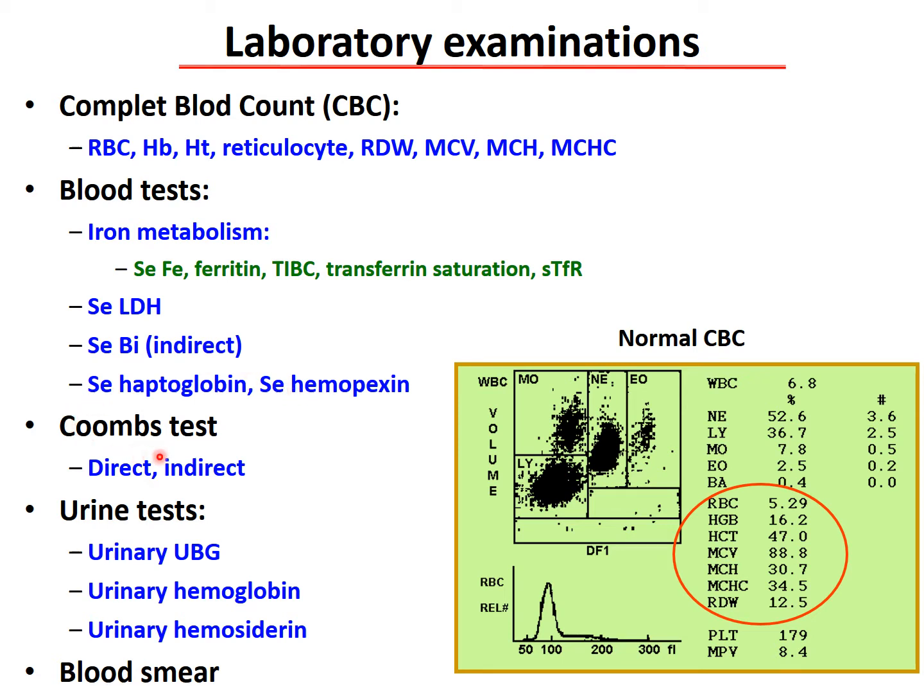Coombs test is used to identify the autoimmune origin of the immune-mediated hemolysis. Urine test, urobilinogen, hemoglobin, hemosiderin measured. And sometimes they use the blood smear test because, as we said before, the blood count analyzer cannot identify the shape abnormality, the inclusions. So this is why sometimes the smear is needed.